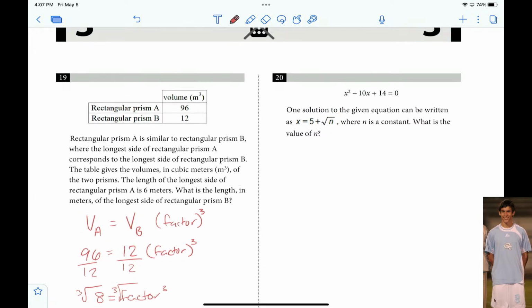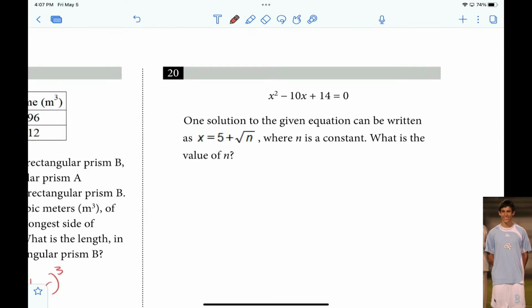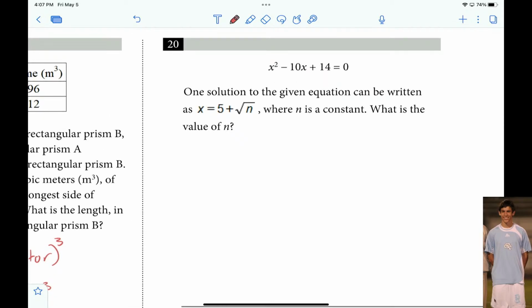All right, so number 20. So number 20, again, there are 2 ways to do it. I'm going to do it one way because I think it's the way that is more consistent. The second way, though, for this question is you could do completing the square. But I've been talking a lot more about doing the quadratic formula, so we're going to do it by using the quadratic formula. We'll talk about why I know that.